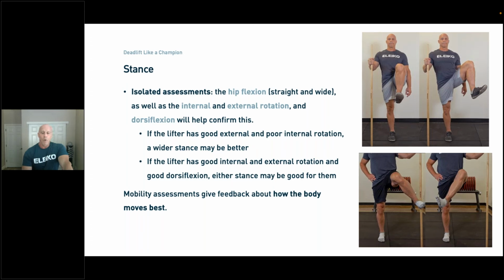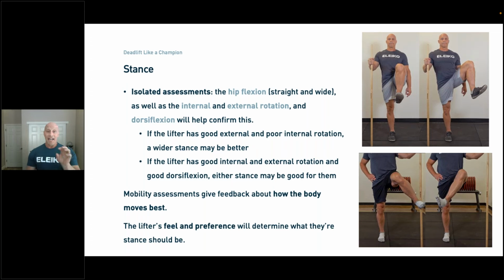So we want to know from a mobility standpoint, how does the body move? But ultimately, it's the feel and the preference that are going to determine what stance you should be using or you should have your people use. Just because you're a huge sumo person or a conventional person, if you're a coach or trainer, doesn't mean that they should do that because you do it. Make sure it's relative and specific to their body type and they feel it. So as a coach or a trainer, you should be comfortable and at least be able to do both of those so you can help others do which one is best for them.